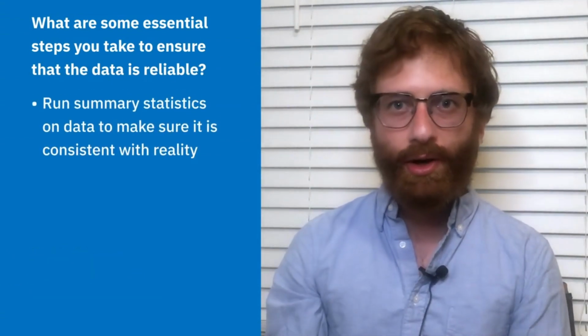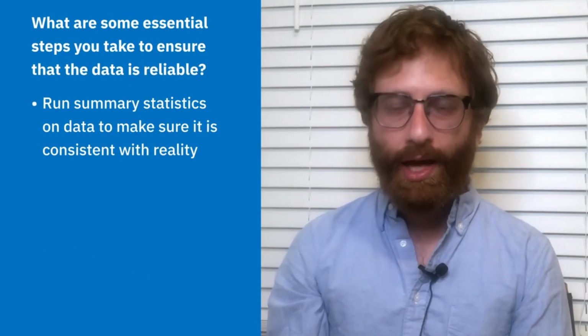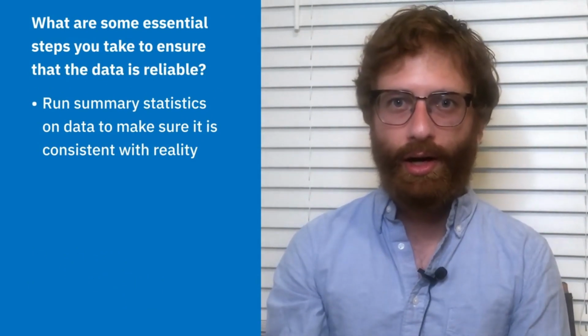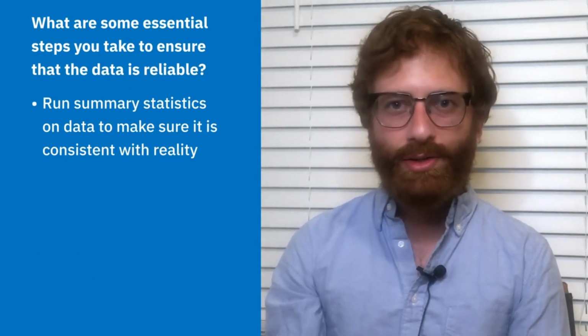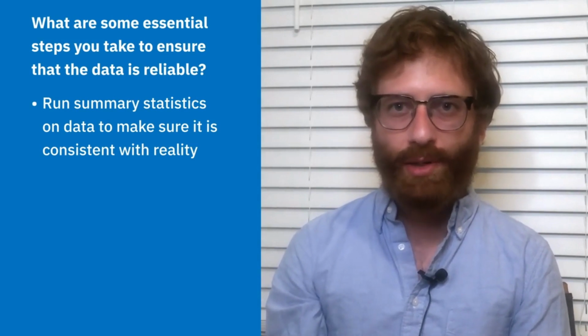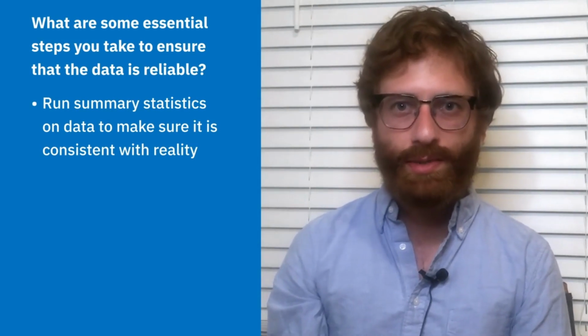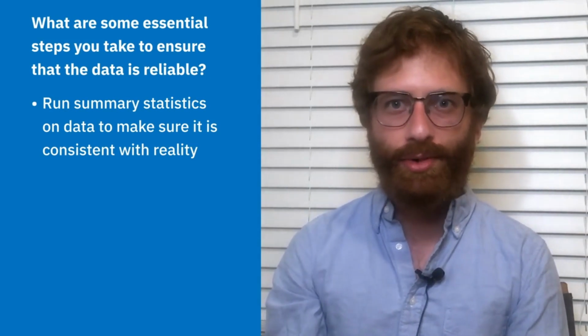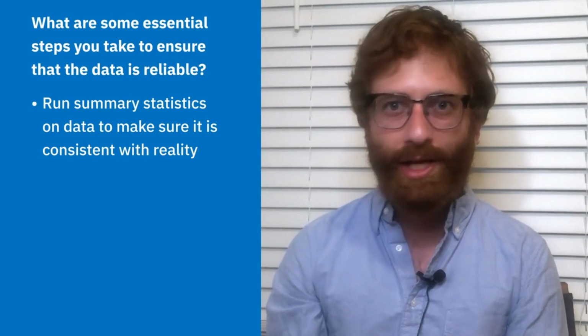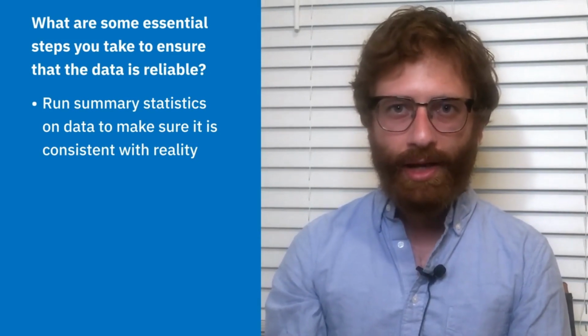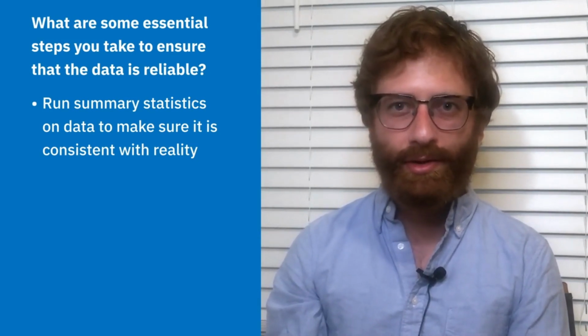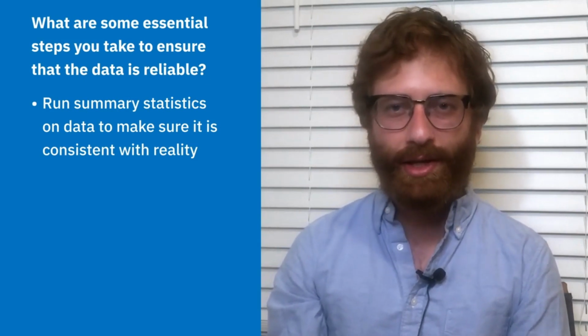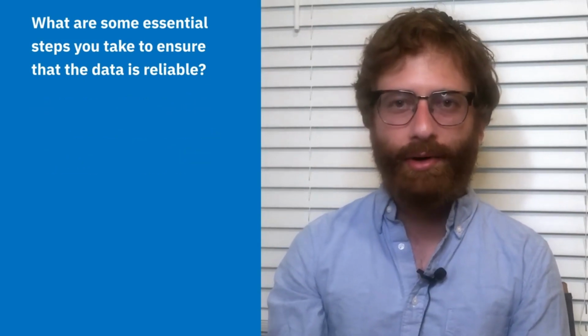One of the essential steps to making sure your data is reliable is to run summary statistics on individual columns in your data and make sure that they're consistent with reality. So for example, if you have a column somewhere that records visits per month to a website, and you run summary statistics on that column, you get the minimum, the mean, the median, the max, and you see something funky like 1 month there's negative visits or something like this, you know the data isn't reliable.